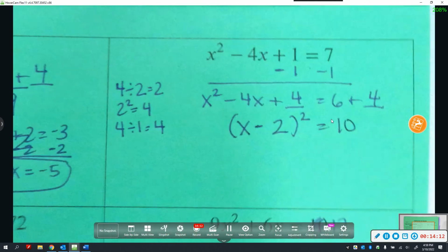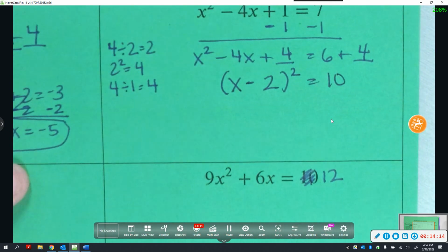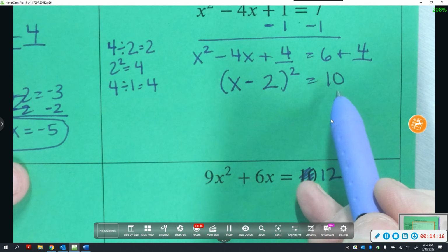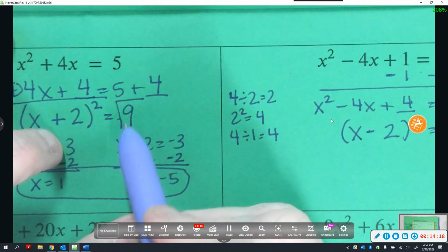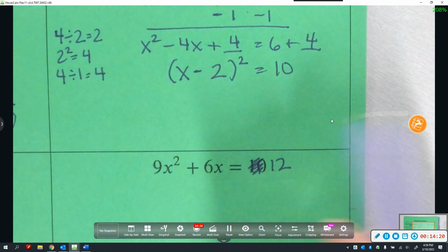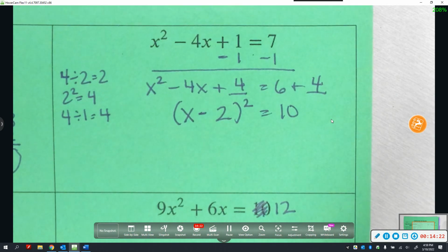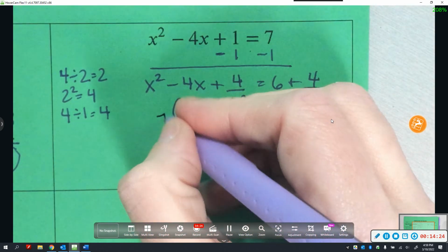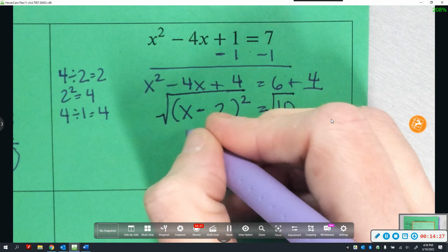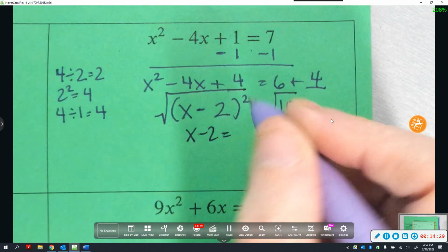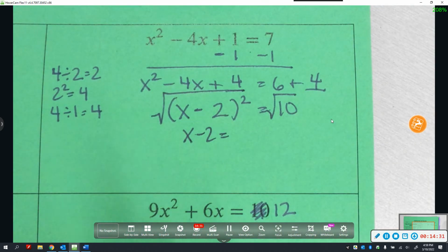And I add this. Now, here's where it gets a little ugly. That is not a perfect square. It is not going to be a pretty answer like the square root of 9. But you know what? Who cares? I have a calculator. I ain't afraid of no irrational numbers, okay? So I'm going to square root this side, square root this side. I get x minus 2 equals, where'd my calculator go? Come back, best friend.